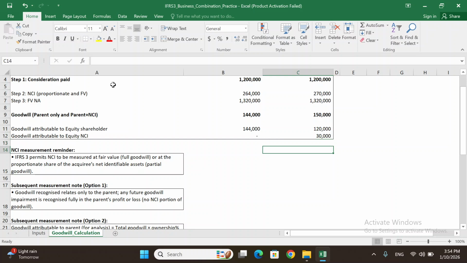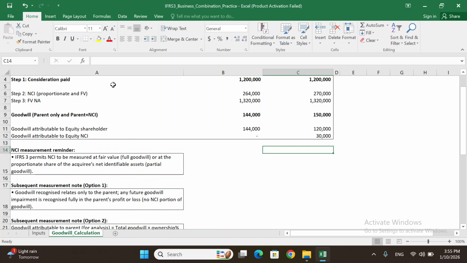Under IFRS 3, both methods are acceptable, allowable, and you can use any of them. It's a policy choice, but you have to be consistent. You can't select one for one acquisition and another one for another acquisition. You have to be consistent, and it's allowed.